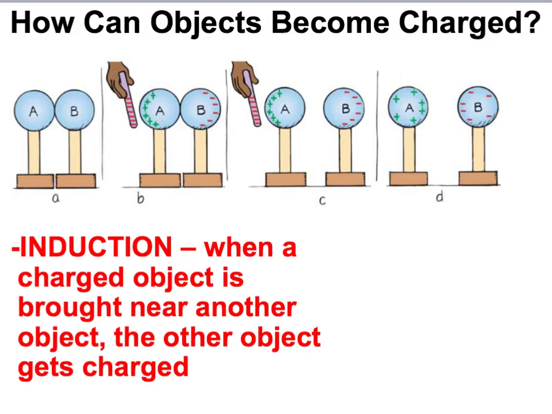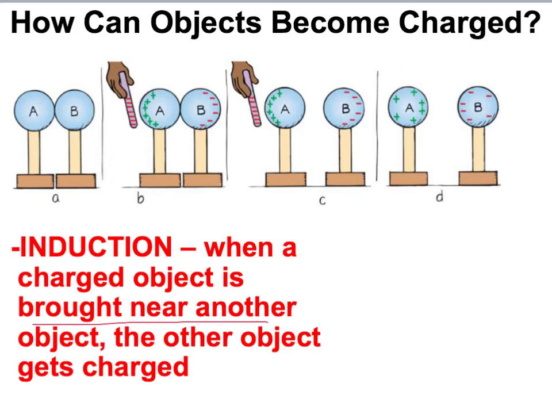Lastly, there's charge by induction. Those first two types, friction and contact, involve two objects touching. But with charge by induction, the objects don't actually touch. Instead, the two objects are just brought near each other. And here's a classic example. Let me set it up.